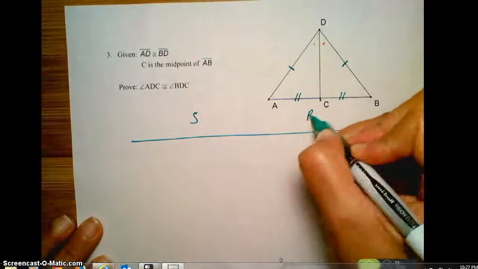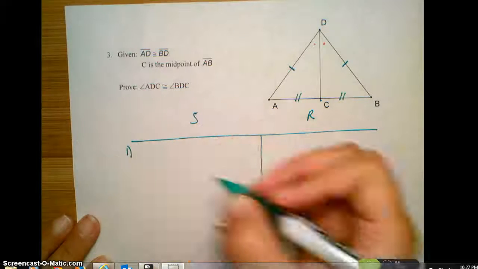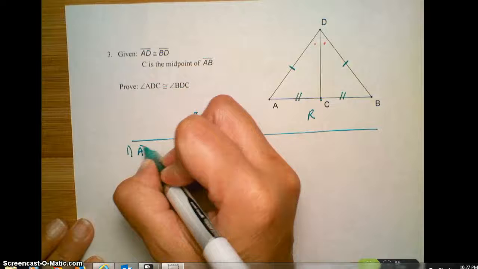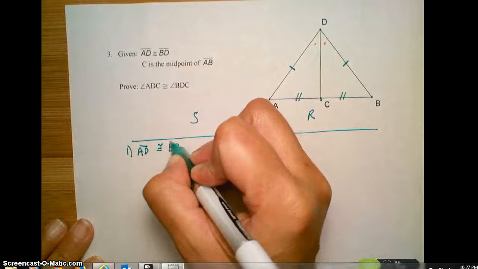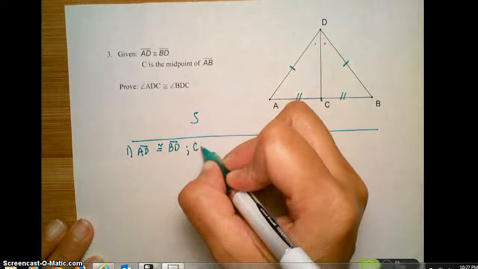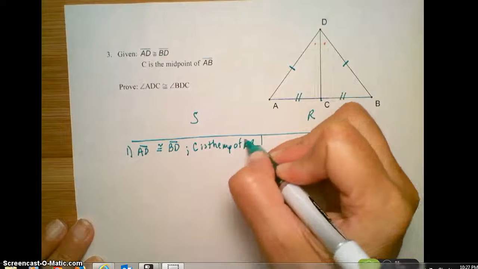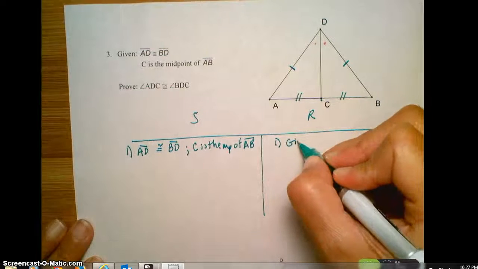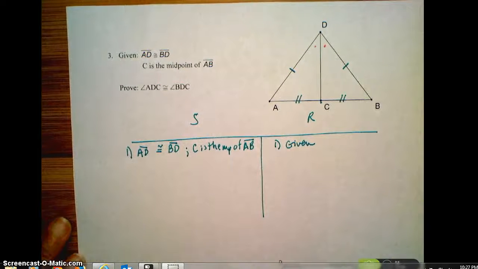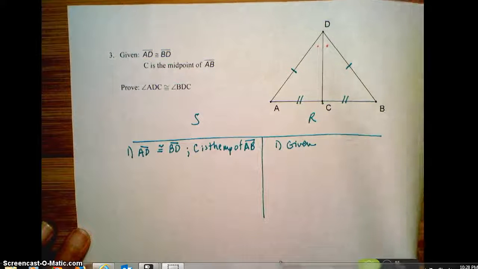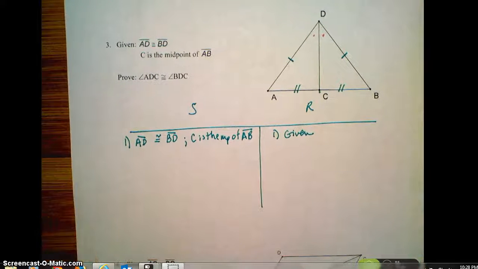Okay, so let's get started on our proof. We need our statements, we need our reasons. Our first step is going to be segment AD is congruent to segment BD, and C is the midpoint of segment AB. Our reason, of course, is that's the given. Well, we're going to stop right here. I would like for you to please finish this example, give it a good try on your own, and I will check it in class and see how you did.